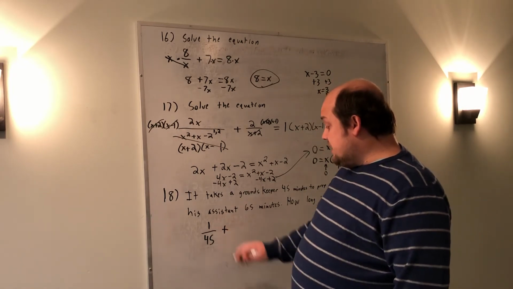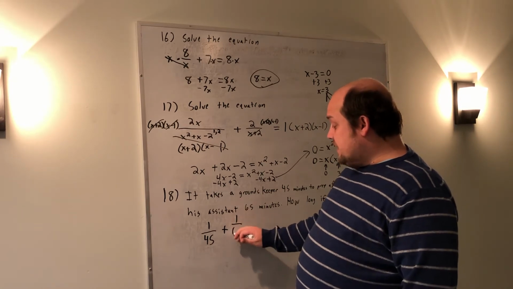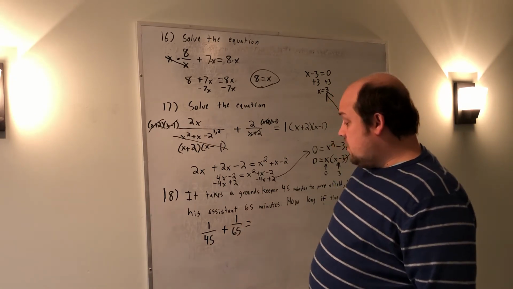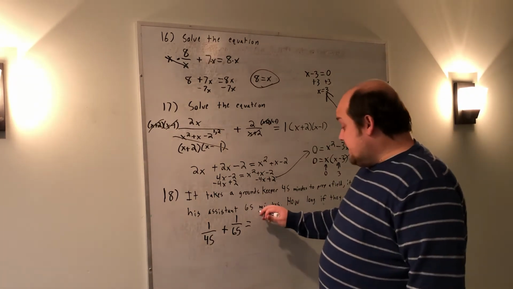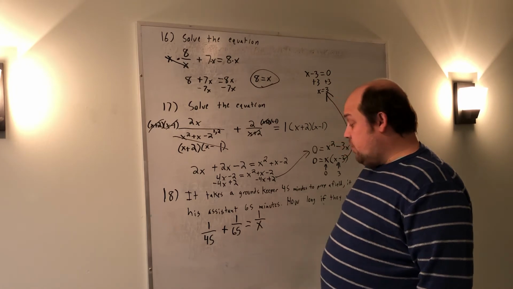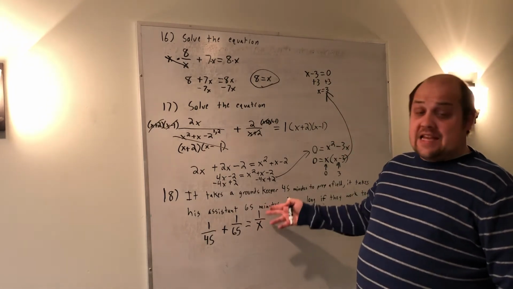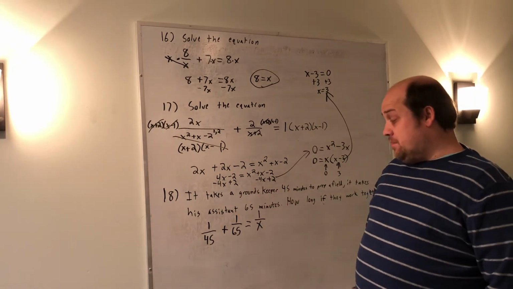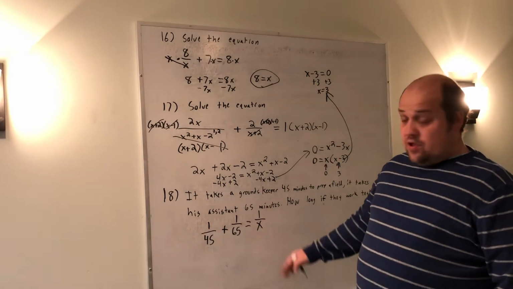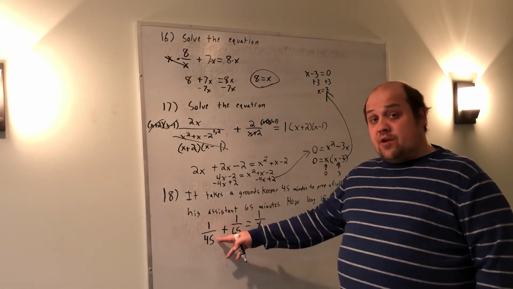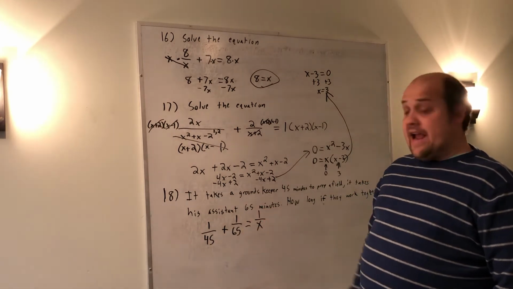If I then look at his assistant, it takes him 65 minutes for the total field, so he does 1/65 of the field in 1 minute. Together, they complete some portion of the whole total job X. That total job is going to tell us how many total minutes it took them to complete everything. This is always the setup. 1 over the first time unit plus 1 over the second time unit equals 1 over x.